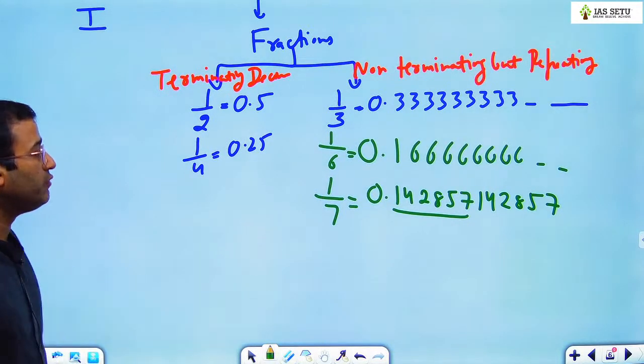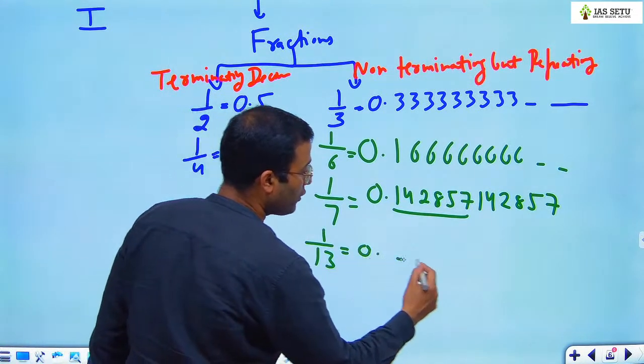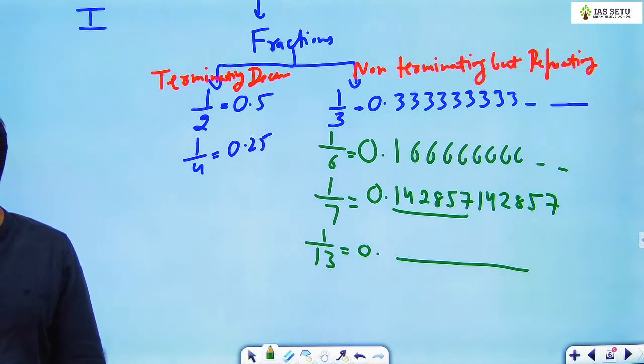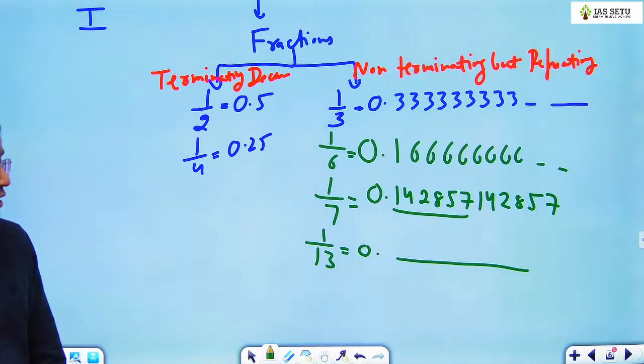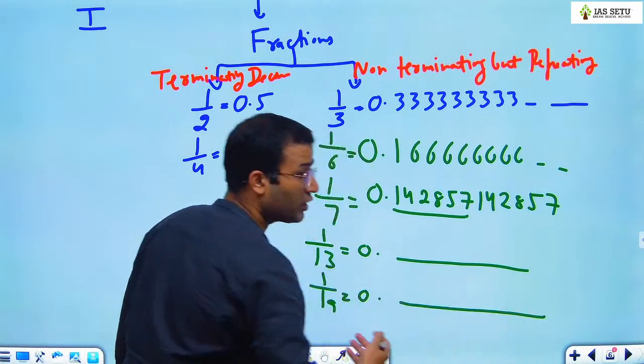You can check on your own 1 by 13. If you check 1 by 13 at home, you will find there is a repetition after 12 digits. In 1 by 19, we see the repetition after 18 digits.